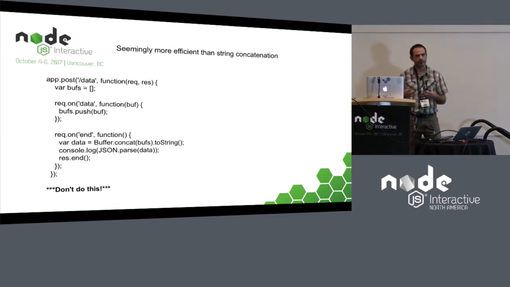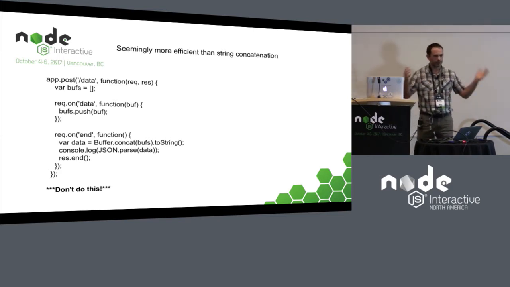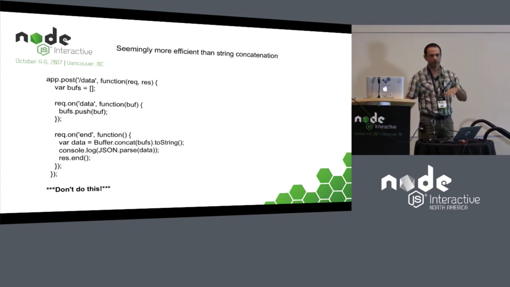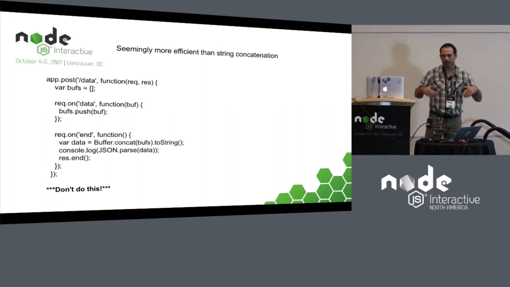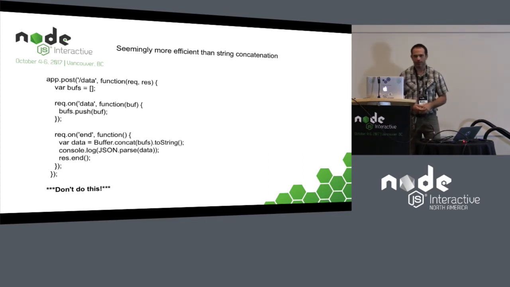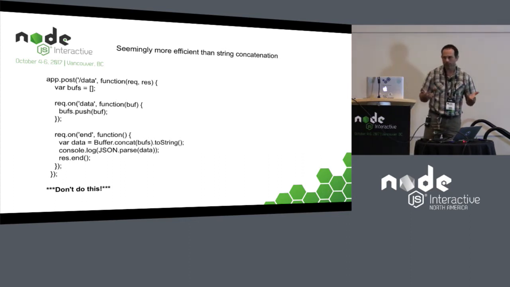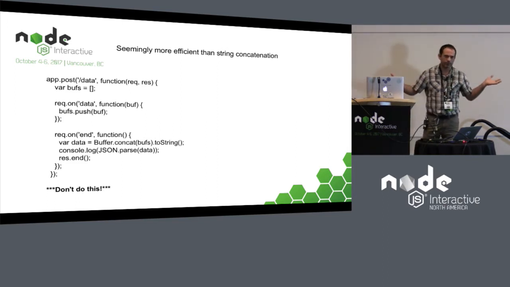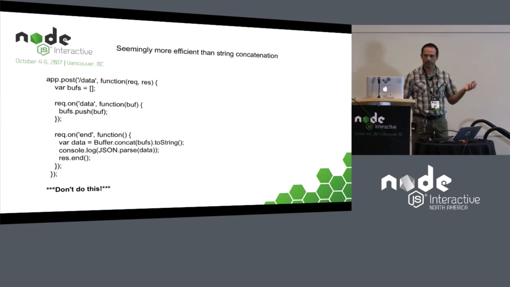You can give it an array of buffers. It'll look through the buffers, see how much memory is needed to concatenate them, do one allocation, do one copy, and bingo. So this is a much better way, superficially, to accumulate your strings. But it still has the same problem. If the maximum size is over the 256 megabytes, it'll still explode.